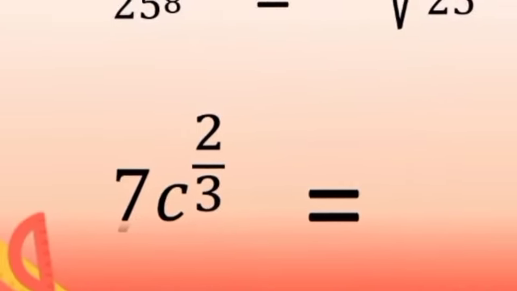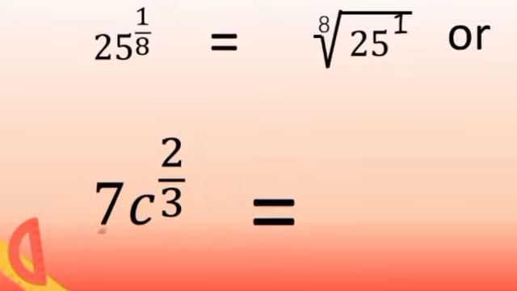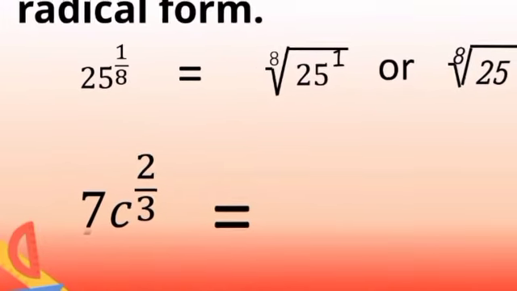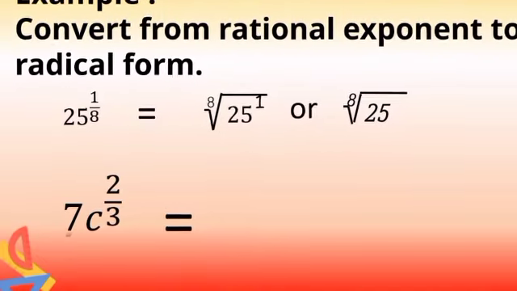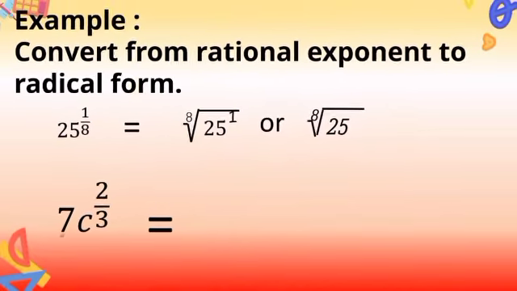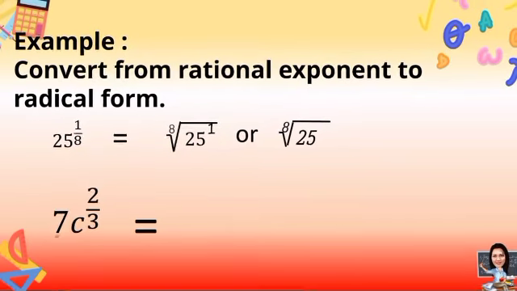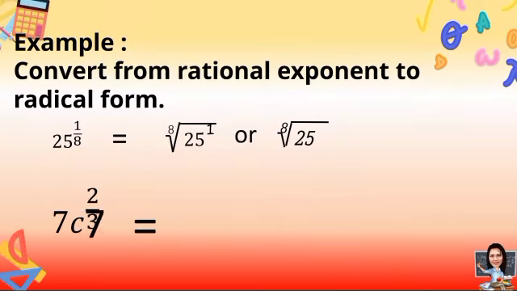Now look at this next example. What have you noticed? Yung 7 c raised to 2/3. Only c is raised into 2/3, while yung 7 ay wala siyang exponent na nakikita. So, ibig sabihin, kapag sinulat natin siya in radical form, si 7 ay nasa labas ng radical sign, only c is inside the radical symbol. So, this is equal to 7 cube root of c raised to 2.